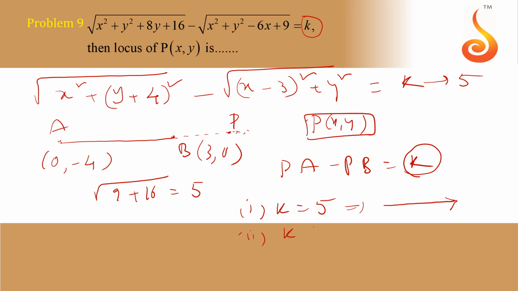Suppose if k is less than 5, what happens? You know that the difference between two sides of a triangle is lesser than the third side. That's why the location of P should be in such a way that PAB must form a triangle. So in that case, as I told you in the locus discussion, it should be a hyperbola. If k is greater than 5, it means PA minus PB is greater than the third side, which is impossible. So in that case, you won't have a locus.